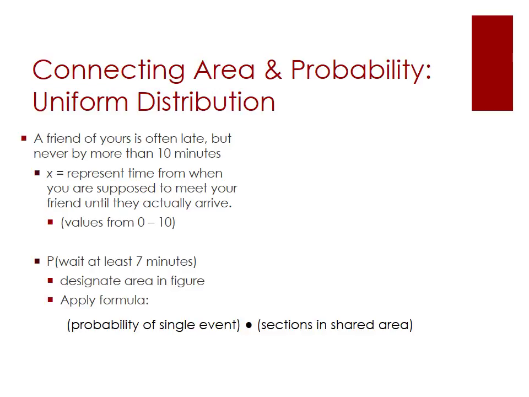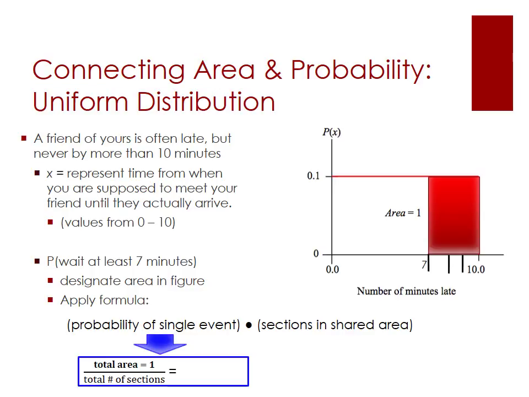Now, the steps we want to do are to designate the related area in the figure, and then apply the formula below. For a uniform distribution, we can apply this formula: the probability of a single event multiplied by the number of sections in the shaded area. That's because each single event has an equal likelihood of occurring. So here's our example figure. We've shaded in the designated area from 7, 8, 9 to 10 minutes. It's shaded in red.